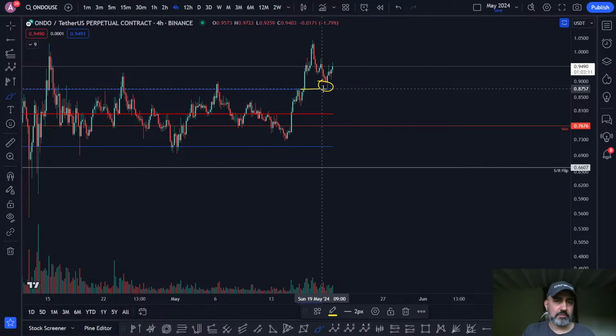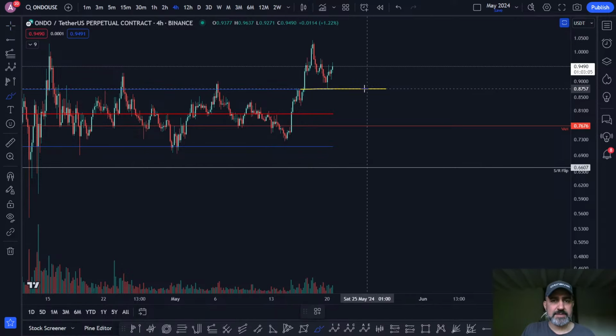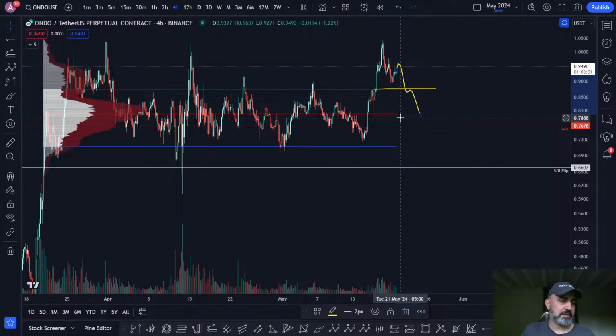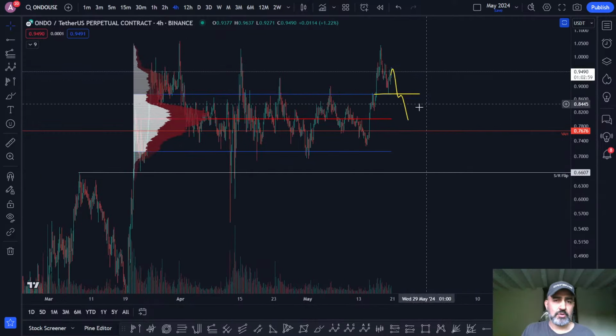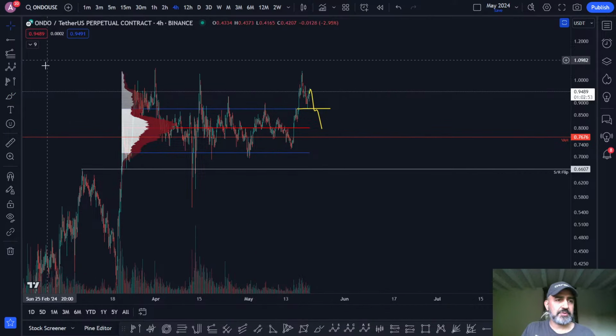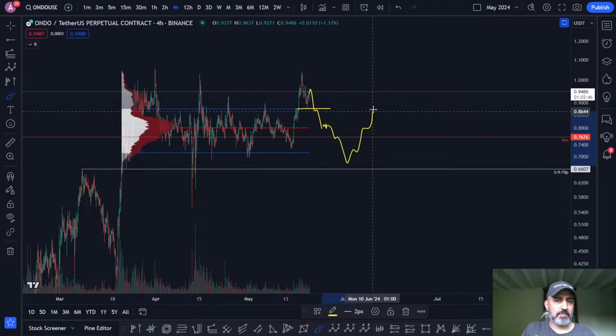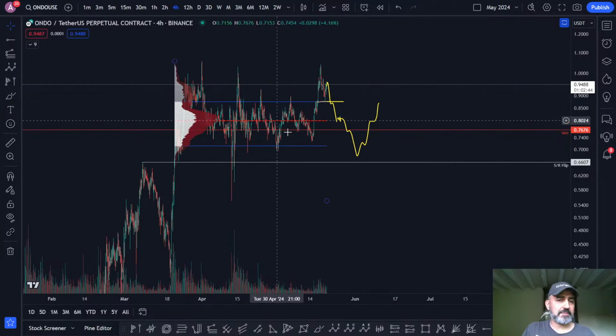So naturally you want that to hold as support. Naturally you don't really want to see the price fall back into the value area. If you do, it's just range. It could be like a deviation from the range. This is still range bound. It could try and make its way back to the bottom to come back up, you know, that's how the price can move sometimes.